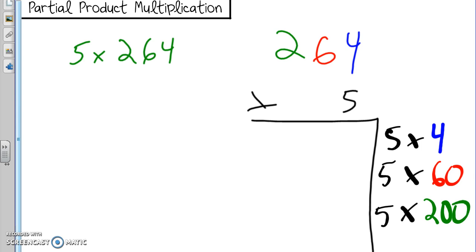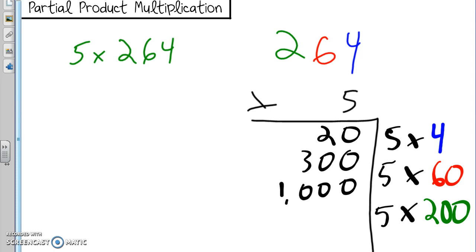Okay? 5 times 4, 20. 5 times 60 is 300. 5 times 200 is 1,000. If you add up these numbers, you get 1,320. And that is your answer of 5 times 264. Hope you guys got it right. We'll give you one more problem before we set you off to do your own calculations.